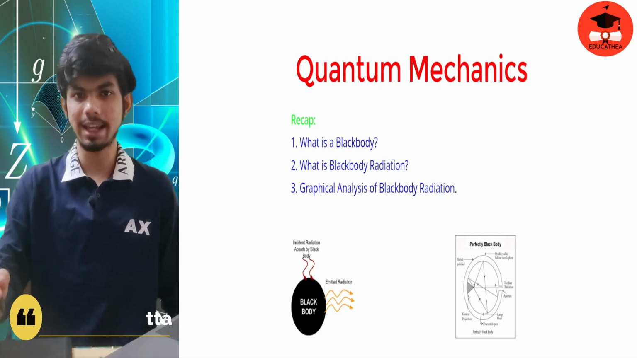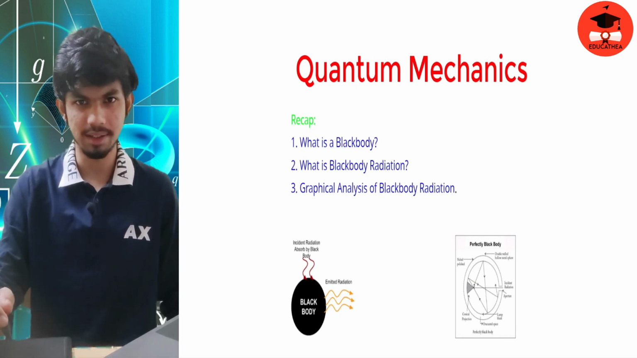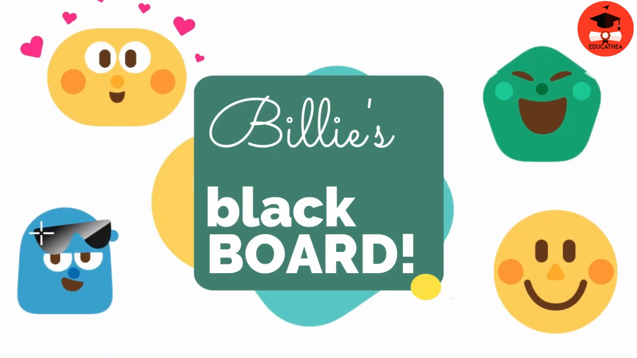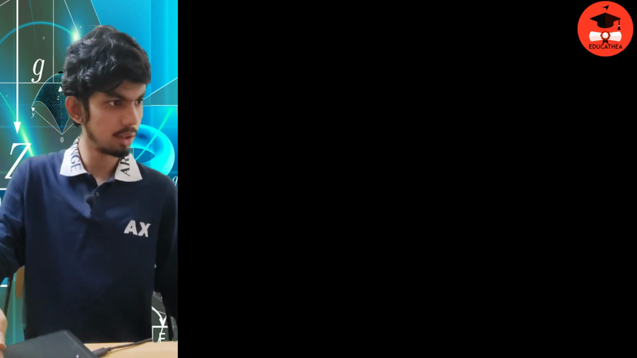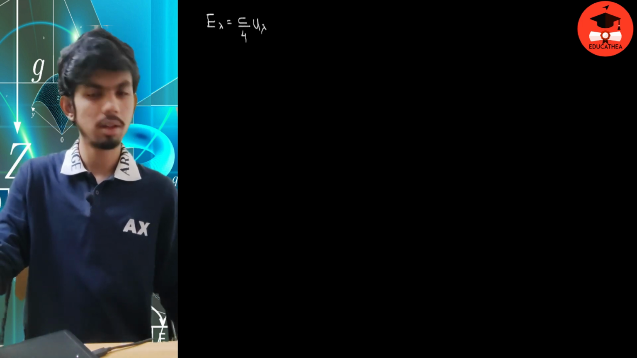So this is going to be the second portion in which we will describe black bodies quantitatively. So let's directly ask Billy to lend me the blackboard. So now we have an initial expression for E lambda. So E lambda is C by 4 into U lambda.